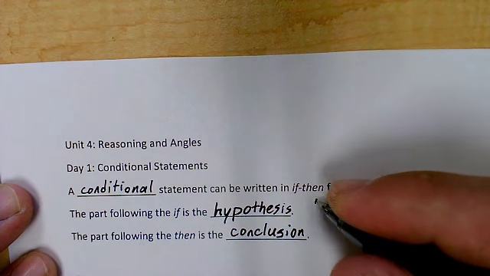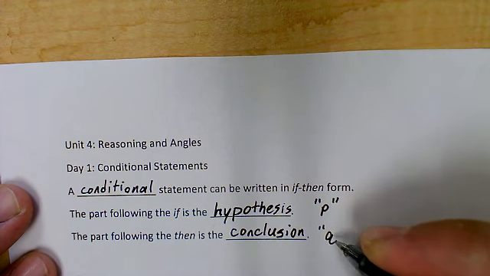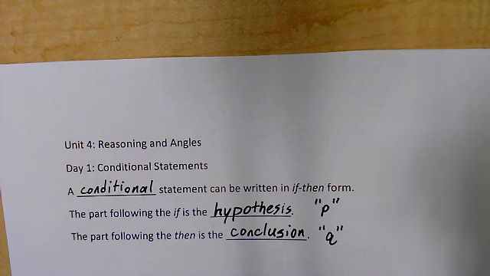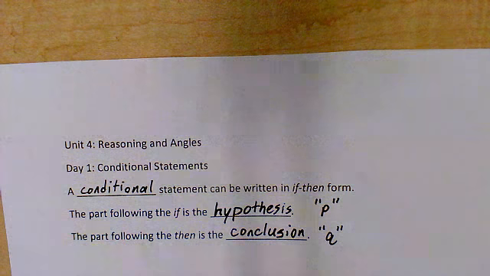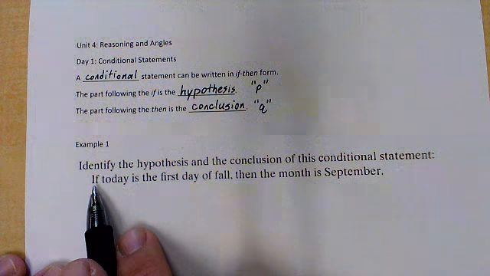Now, in math, you might sometimes see hypothesis represented with a P and conclusion represented with a Q whenever you're talking about reasoning. So don't be surprised if ever you see that. I'm just going to use H and C today for the lesson. So in this first example, we're going to identify the hypothesis and the conclusion of the conditional.